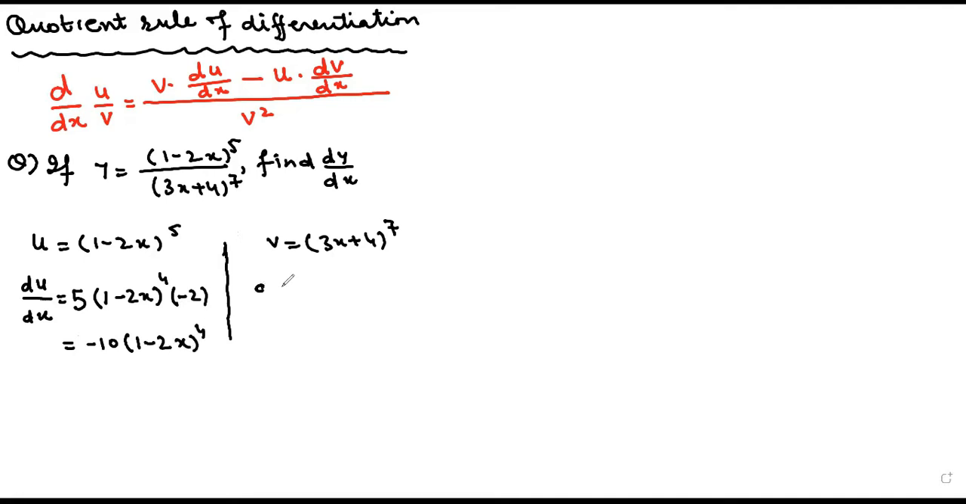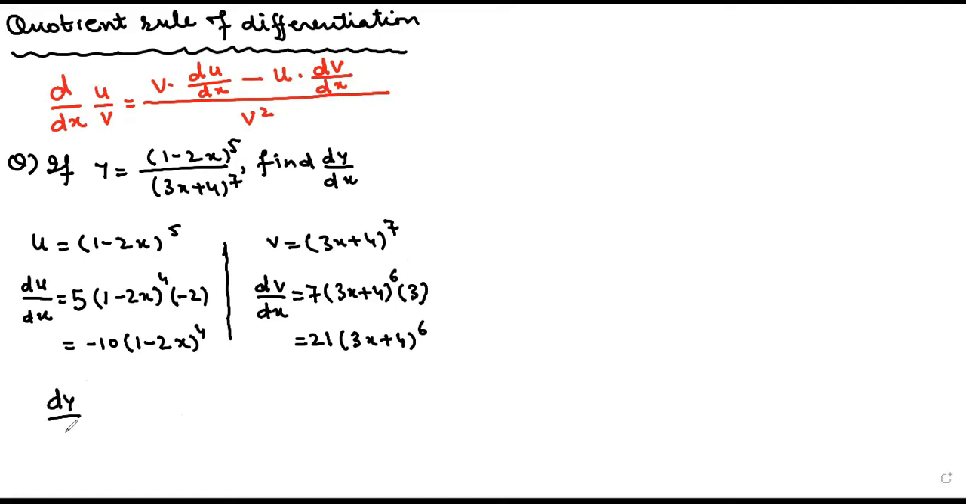Now we will find dv over dx, which is equal to 7, (3x plus 4) power 6 into 3. The final answer is 21, (3x plus 4) power 6. Now we will apply the quotient rule.